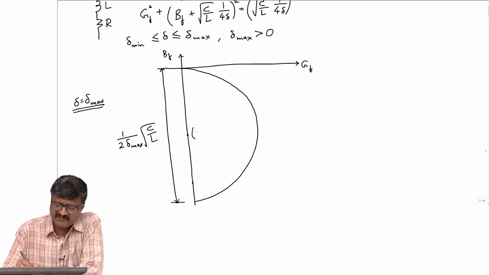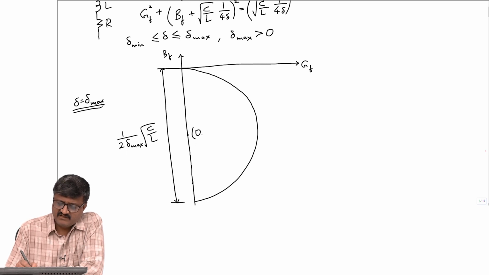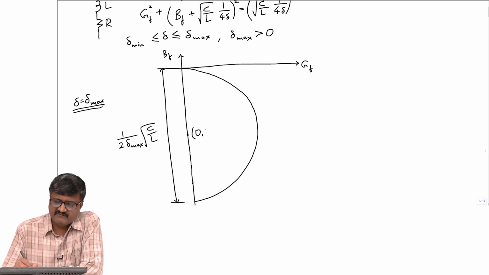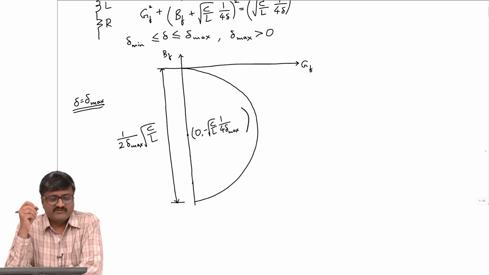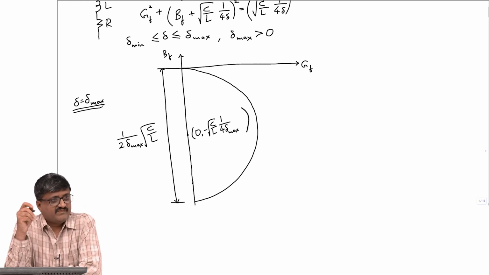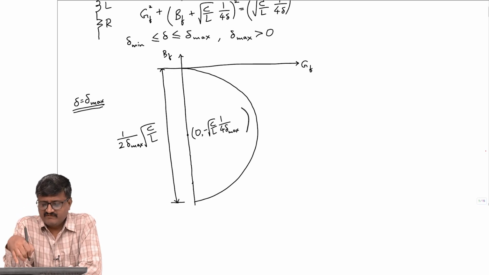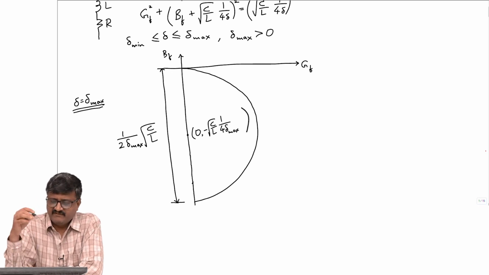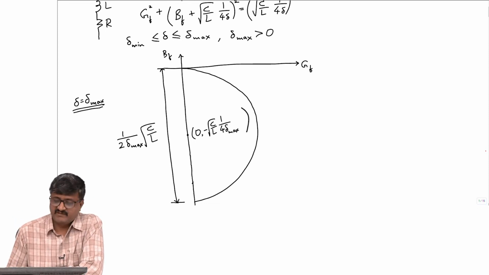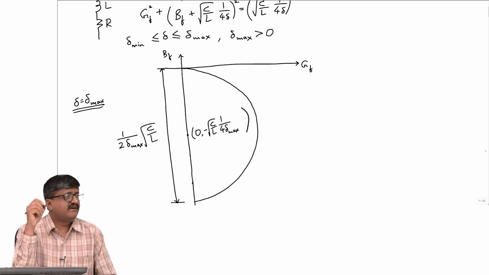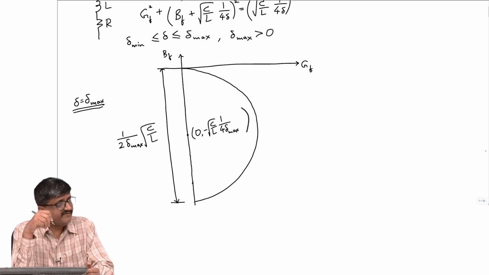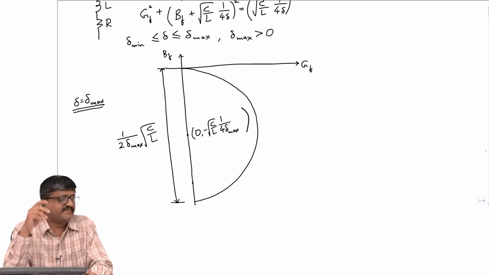At the center, the value of GF is 0 and the value of BF is minus root C by L times 1 by 4 delta max. C and L are positive, so we take the positive square root, and there is a minus sign, and delta max is positive. The filter admittance at the harmonic frequency should lie at some point on the semicircle.